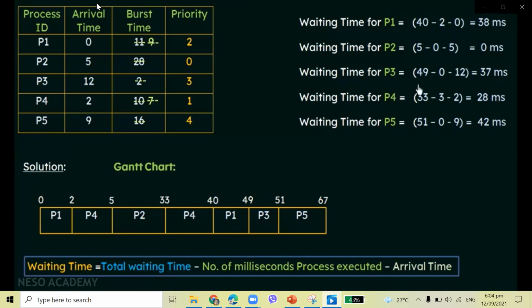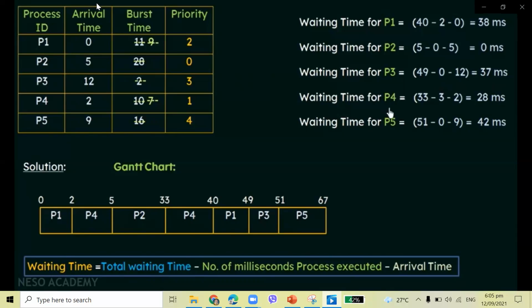And what about P3? Let's see the total waiting time of P3. So the last occurrence of P3 is over here, and the total waiting time is 49 milliseconds. And did P3 execute any time before? No. So the number of milliseconds the process executed earlier was 0. And then the arrival time of P3. For that we see this table and see it is 12. So 49 minus 0 minus 12 is 37 milliseconds.